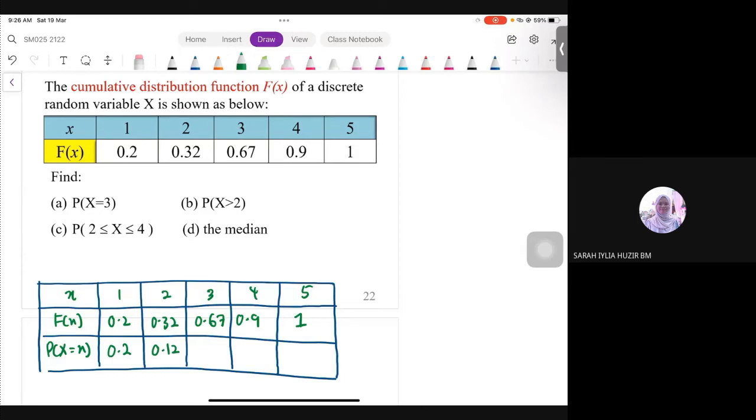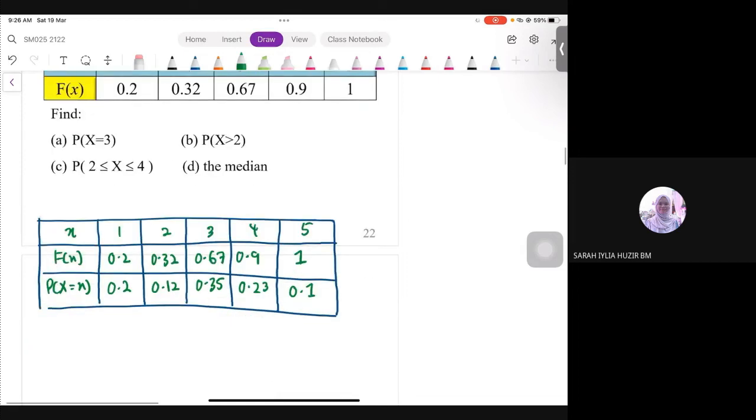Tolak orang sebelum je. Okay, next. For X equal to 3. So, 0.67 minus 0.32. Tolak orang sebelah je. Jangan pergi tolak dengan satu sekali. Tolak sebelah je cukup. Okay, so kita akan dapat 0.35. Next one should be 0.23. And then last one is 0.1.